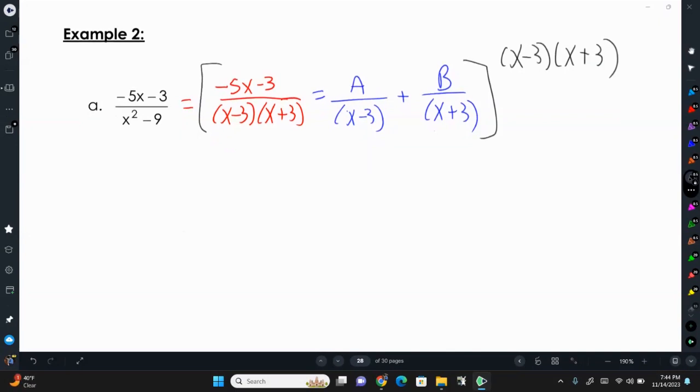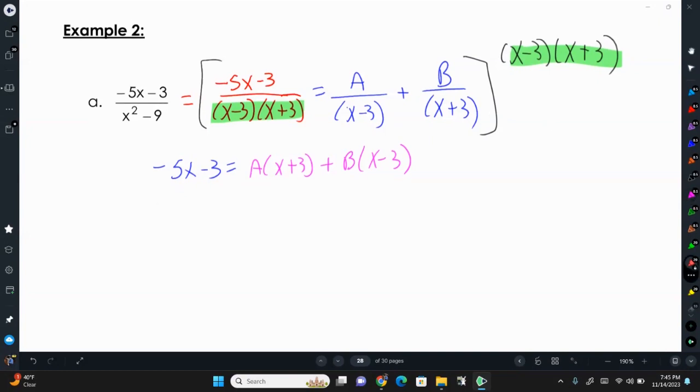And like we talked about in the previous page, when I multiply this by each fraction, we're going to get rid of the denominators. So those would cancel, and we'd be left with negative 5x minus 3 equals, well, from the a over x minus 3 term, we would be left with a times x plus 3 plus b times x minus 3. Because again, when I multiply to the a one, those will cancel out, and when I multiply to the b one, those will cancel out.